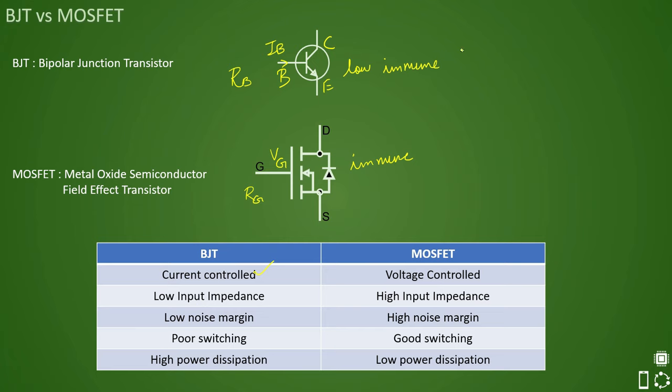Then poor switching. That means it is not able to work at high frequency, and the operating or switching frequency is very low. It is slow to turn on. The MOSFET is faster to turn on and faster to turn off, so frequency is high in this case. And higher power dissipation means the BJT will have a huge power consumption. Power consumption in the MOSFET case is lesser.